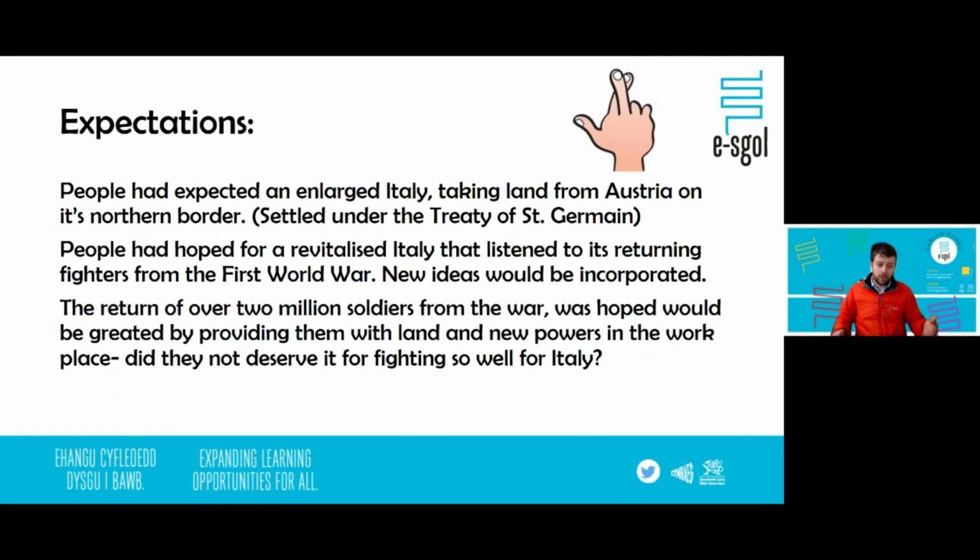And lastly, expectations. People had expected an enlarged Italy, taking land from Austria on its northern border, settled under that Treaty of Saint-Germain. People hoped for a revitalised Italy that listened to its returning fighters from the First World War, and that the new ideas they brought might be incorporated. And the return of over 2 million soldiers from that war was hoped would provide greater land for them, new powers in the workplace. Surely, after fighting in that war for the very survival of Italy, they deserved those kind of things. Surely.